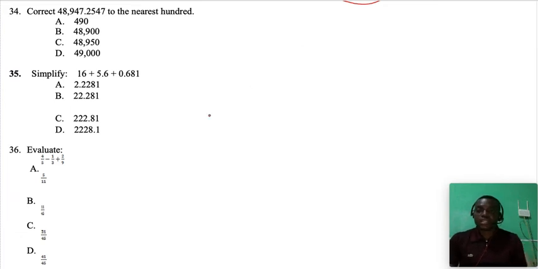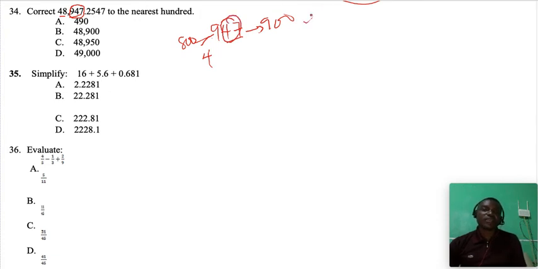Okay, so 34. We have to write 48,947.25472 to the nearest 100. So 100 is 947. This 947, which 100 is it close to? Is it close to 800 or 900? When you are going to 900 and coming back to 800, which one will you need more to get to? We need less. If you reduce it by 47, we come to 900. If we reduce by another 47, we come to 800. So definitely the nearest 100 will be 900.